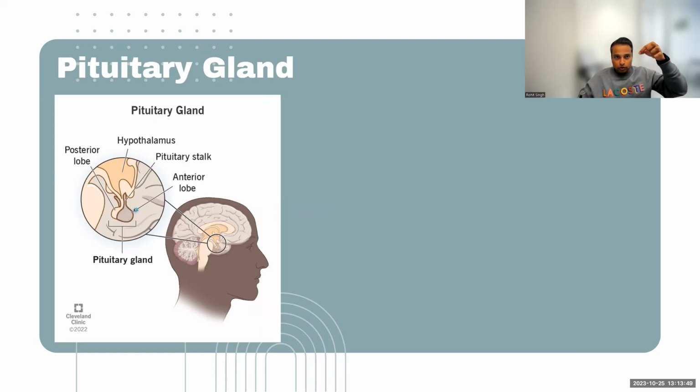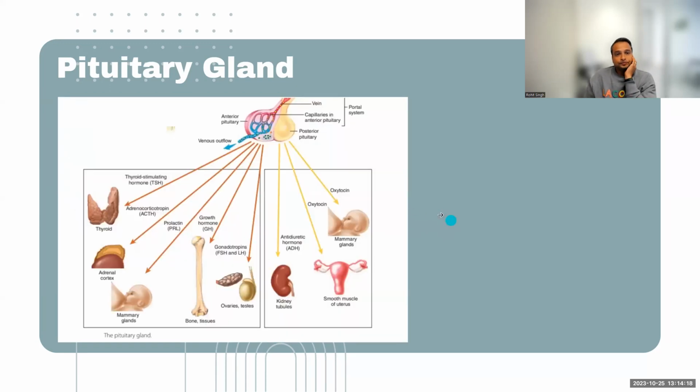If you put two cherries, the one facing towards your eyes is called anterior, and the one behind is called posterior. Why is it important? Because those two cherries produce different types of hormones. The front one produces the majority of them. The back one produces two of the hormones. But remember, the one facing in the front, towards your eyes, is anterior, and the one in the back is posterior.